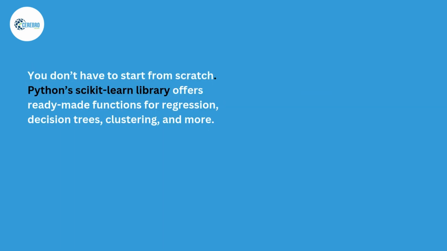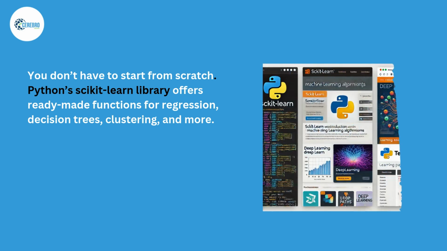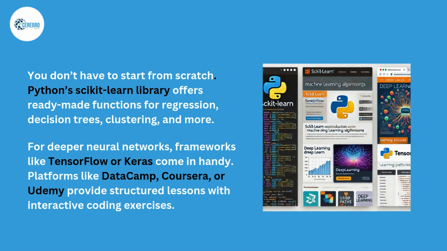You don't have to start from scratch. Python's scikit-learn library offers ready-made functions for regression, decision trees, clustering, and more. For deeper neural networks, frameworks like TensorFlow or Keras come in handy. Platforms like DataCamp, Coursera, or Udemy provide structured lessons with interactive coding exercises.